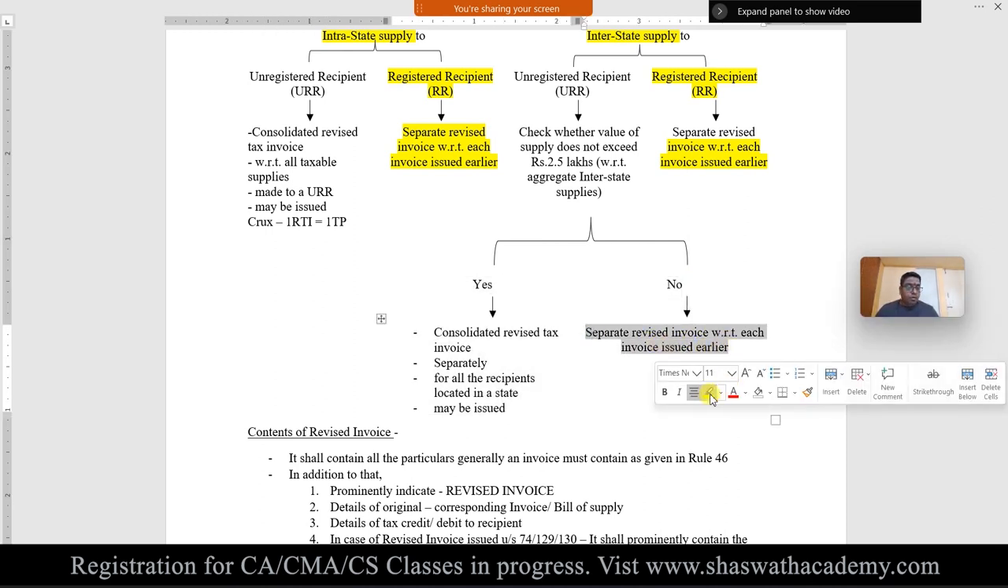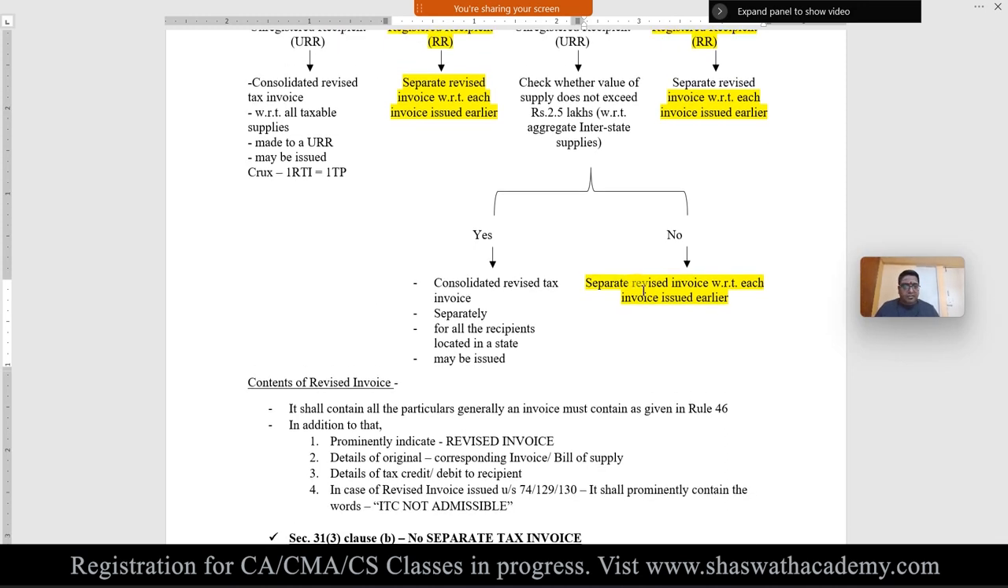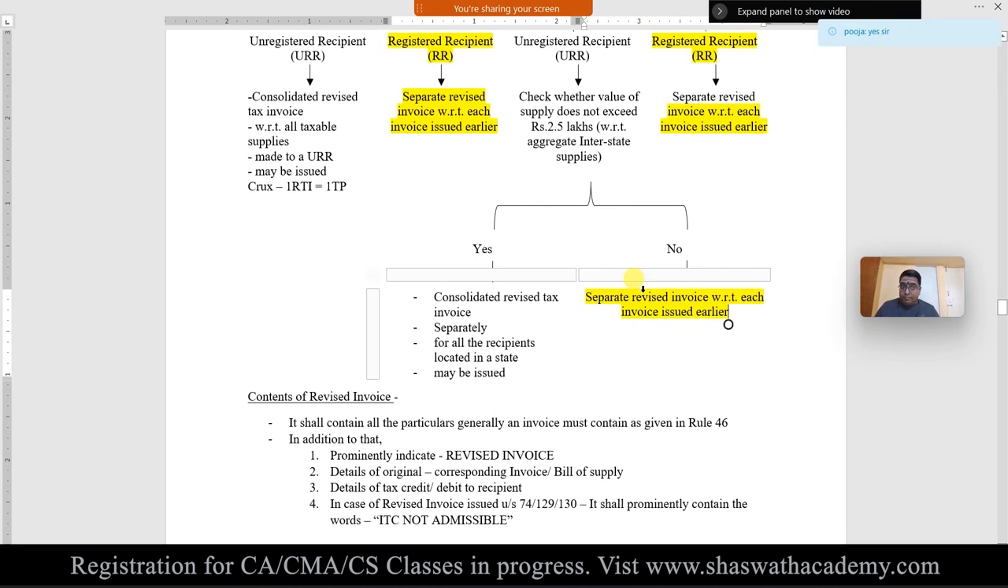Everything that I highlighted in yellow color is a revised tax invoice. Are you all comfortable? Are you comfortable with revised tax invoice also? I am not only touching the registration chapter, I am also covering the invoice chapter. Revised tax invoice is a prominent 4-mark question.